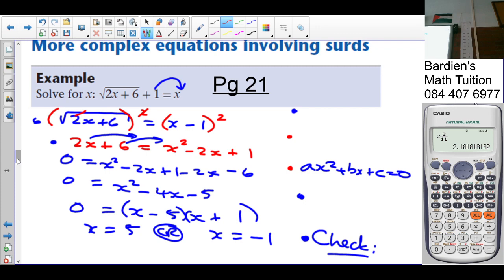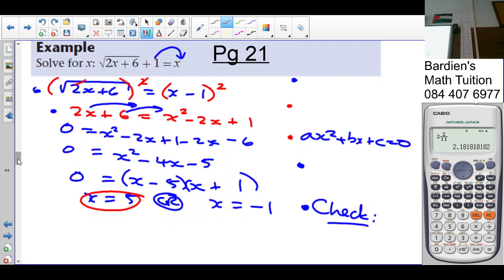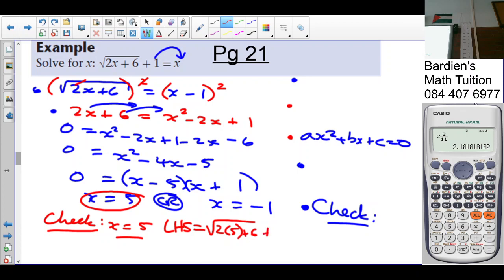After we omitted the one of it that doesn't work. Okay? So this is how we check. What we do is we substitute x is equal to 5 into the left hand side. So what we're going to do is we're going to say we check x is equal to 5. Let's go with that one first. So if I see x, I put a 5 on the left hand side. Then remember, always use the original equation. Okay? We go to the left hand side, equals the square root of 2 times 5 plus 6 plus 1.